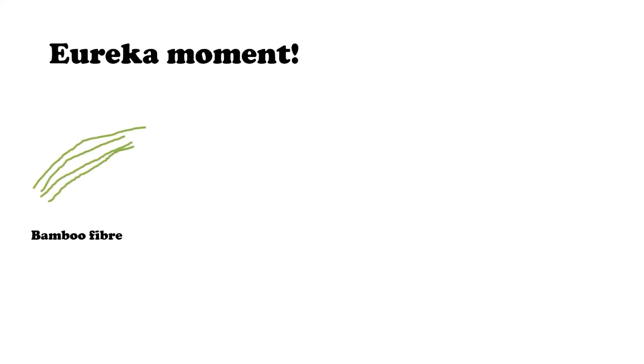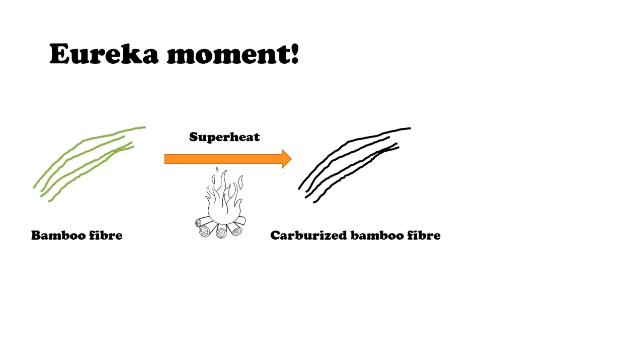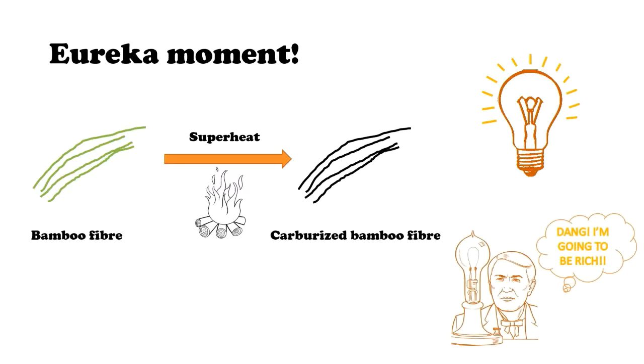One of the materials that Edison tested was carburized bamboo fibers. Edison took bamboo fibers and superheated them to obtain carburized bamboo fiber. He found out that it could withstand high temperatures and was a great conductor of electricity. This filament was successful in lighting the bulb, and Edison filed a patent for the electric bulb in 1880.